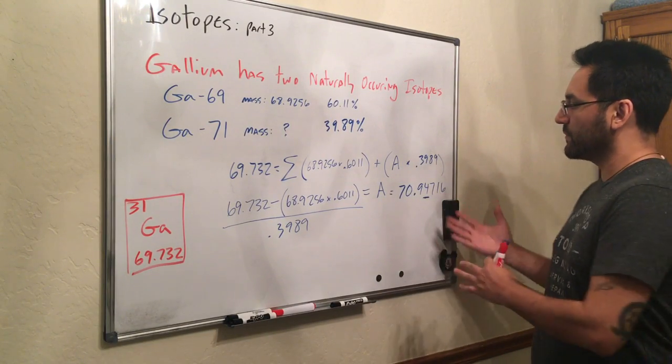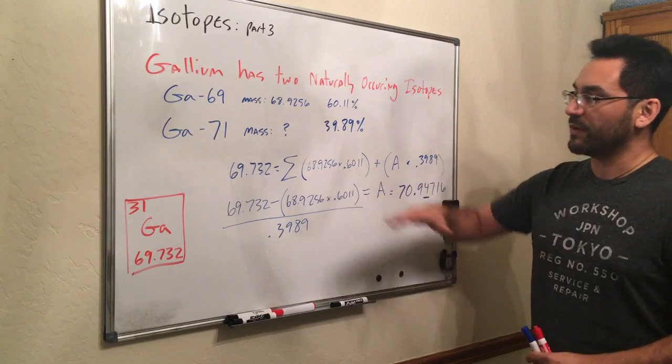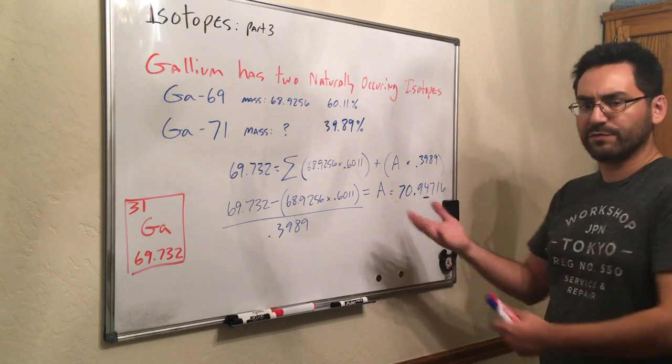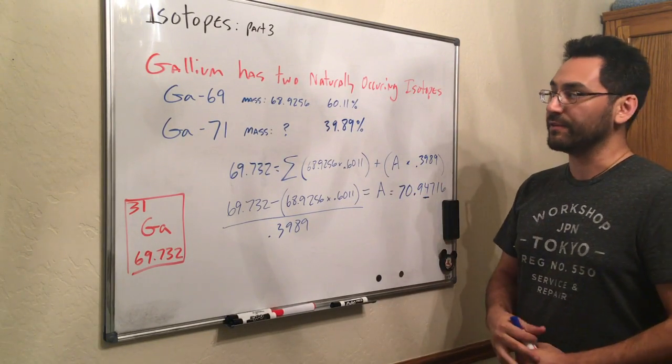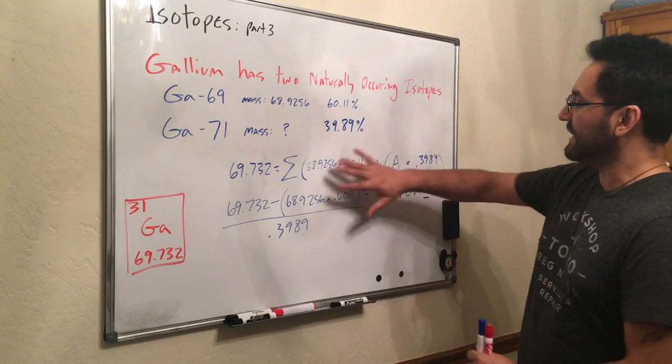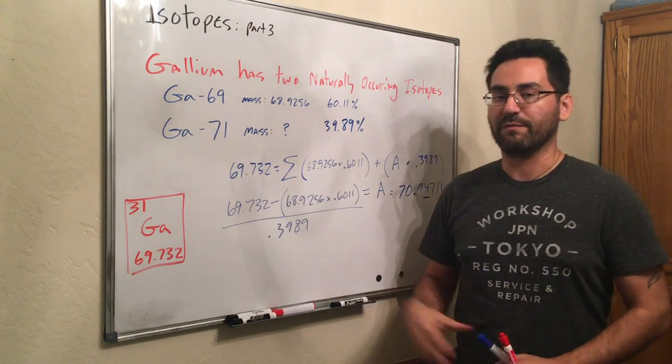So between trying to solve for the atomic mass or the percent, which would be the same sort of procedure, we can also be given all of this and solve for the atomic mass.